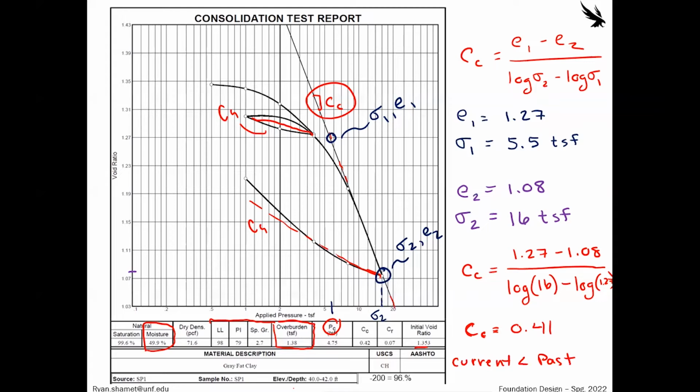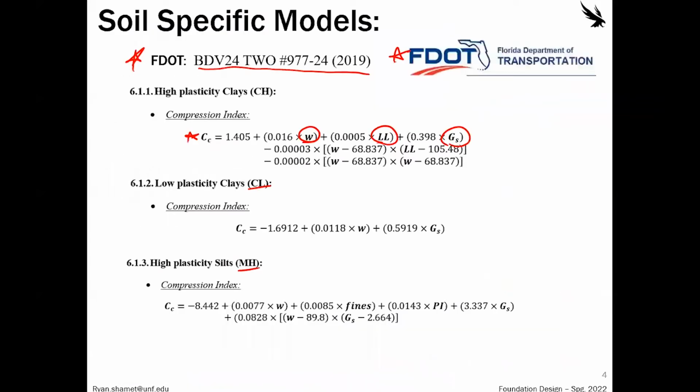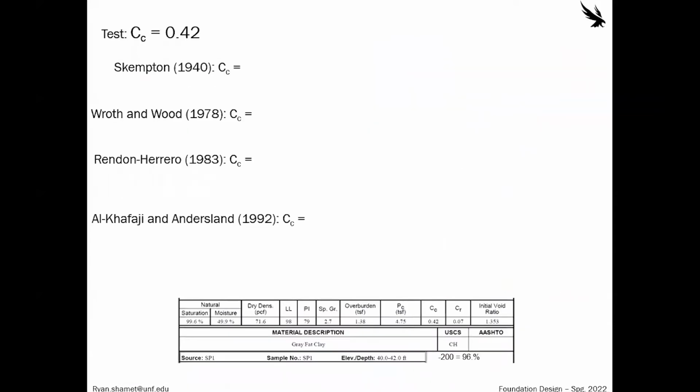Well, okay, so we got a CC value of about 0.41. Just for fun, let's go and look at some of those original correlations that we talked about. Let's just compare those and see how these correlations would work up against it. So the actual, we're just going to call that test the actual here, right?